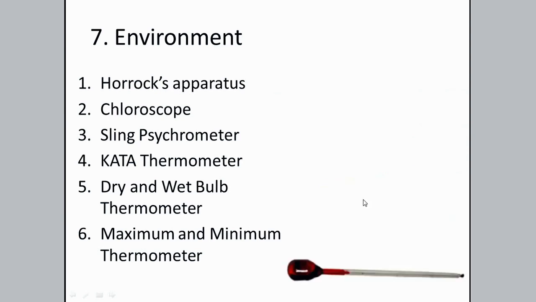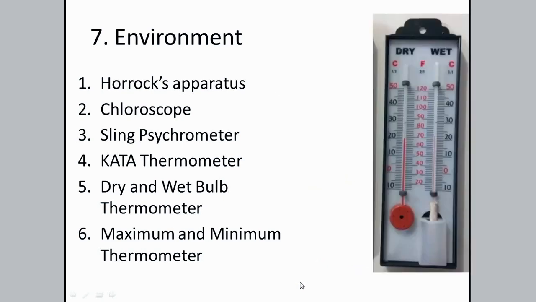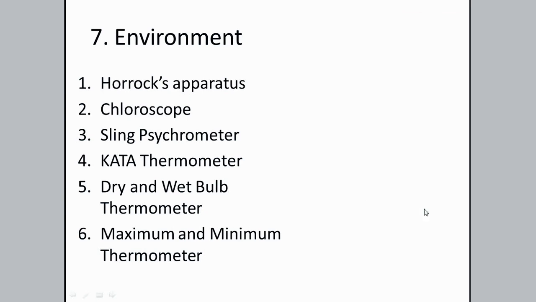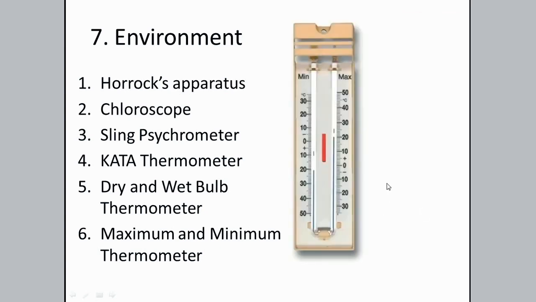Then we have the kata thermometer. This is the red one, and the kata thermometer helps in measuring the cooling power of the air and also humidity. And we have the wet and dry bulb thermometer. This helps in measuring the humidity and cooling power of the air. Then we have the maximum and minimum thermometer. This will help in measuring the maximum and minimum temperatures of the day.